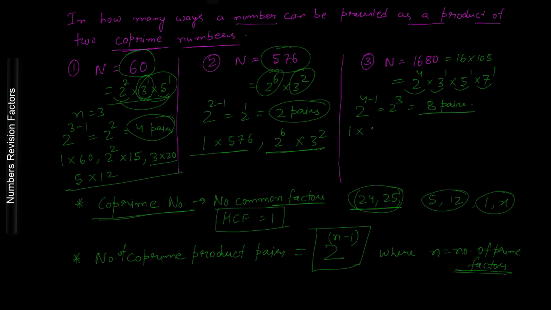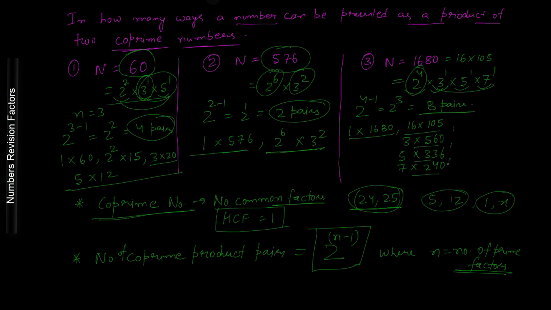It is 1 into the entire thing. Then keep one prime number separate and all the others together. So 2 to the power 4, that is 16 into 105. Take 3 out and everything else together. So it will be 8 into 7, 560. Then take 5 out and everything else together, it will be 336. Then you take 7 out and everything else together, 80 into 3, 240. Right? So 1, 2, 3, 4, 5 pairs.